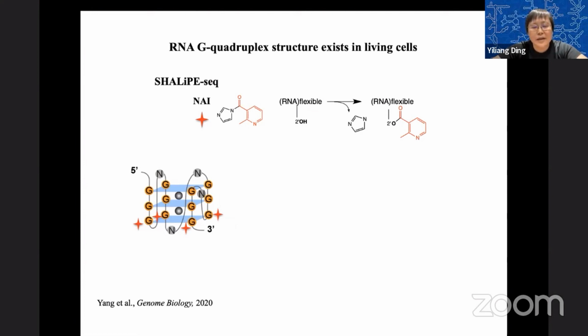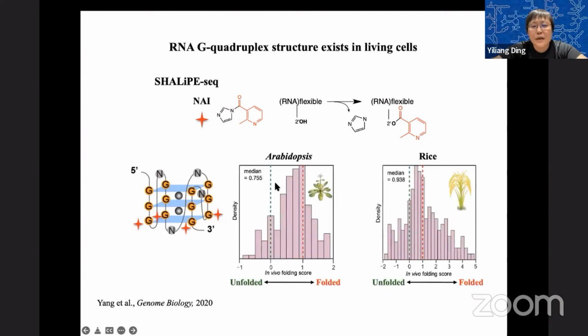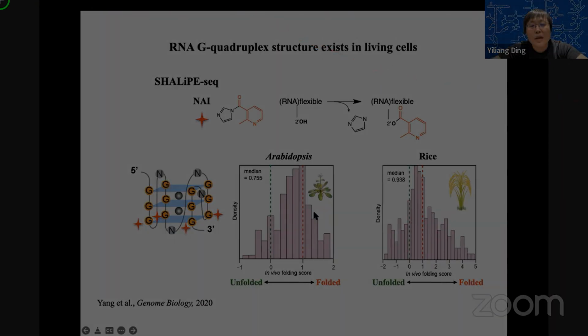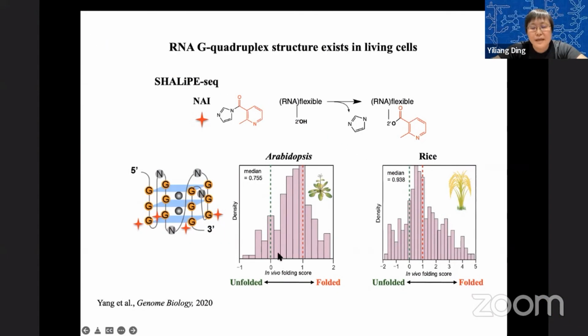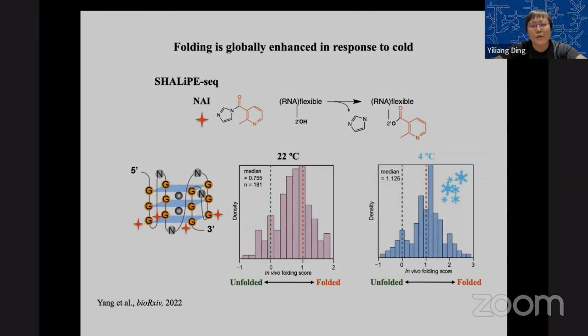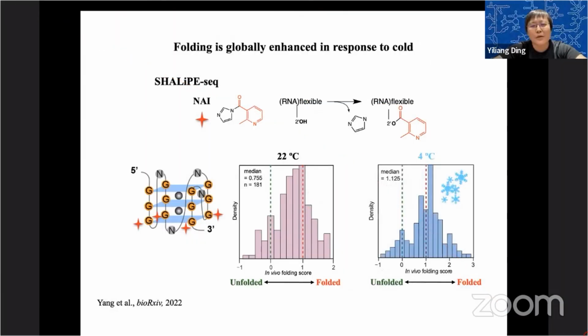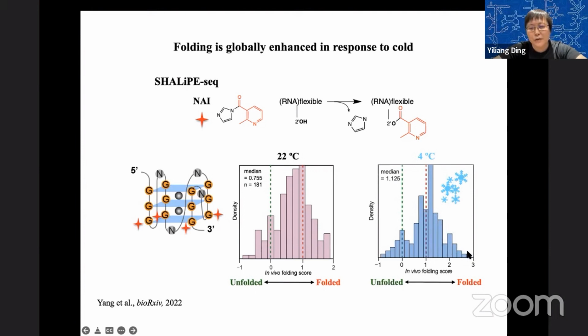By doing genome-wide analysis, we noticed that in plants, both Arabidopsis and rice, most G-quadruplexes are in the folded status. In rice, the folding status is much stronger than in Arabidopsis. Interestingly, when we put the plant into the cold for just 2 hours, we can see that globally, all these G-quadruplexes get into a much stronger folded status. So there is a global enhancement of folding status in response to cold.